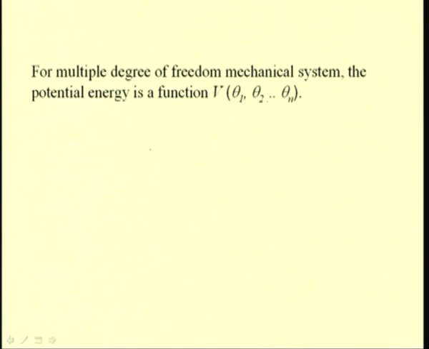And for an n degree of freedom system, the potential energy is a function of n variables, say theta 1, theta 2 to theta n, and for equilibrium each of these, that is dV by d theta i, should be 0 for i equal to 1, 2, 3 etc. up to n. So, this again gives n equations from which n unknowns can be determined.